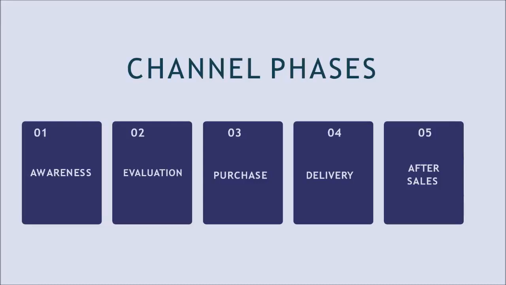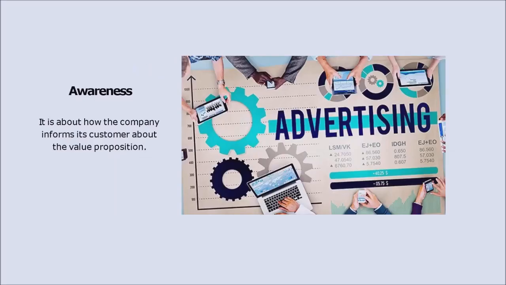First phase is awareness. Second phase, evaluation. Third phase, purchase. Fourth phase, delivery. And the last phase is after sales. Awareness. It is about how the company informs its customers about the value proposition. This phase is where the advertising and marketing strategy comes in, for example, YouTube ads, newspapers, television, and flyers.